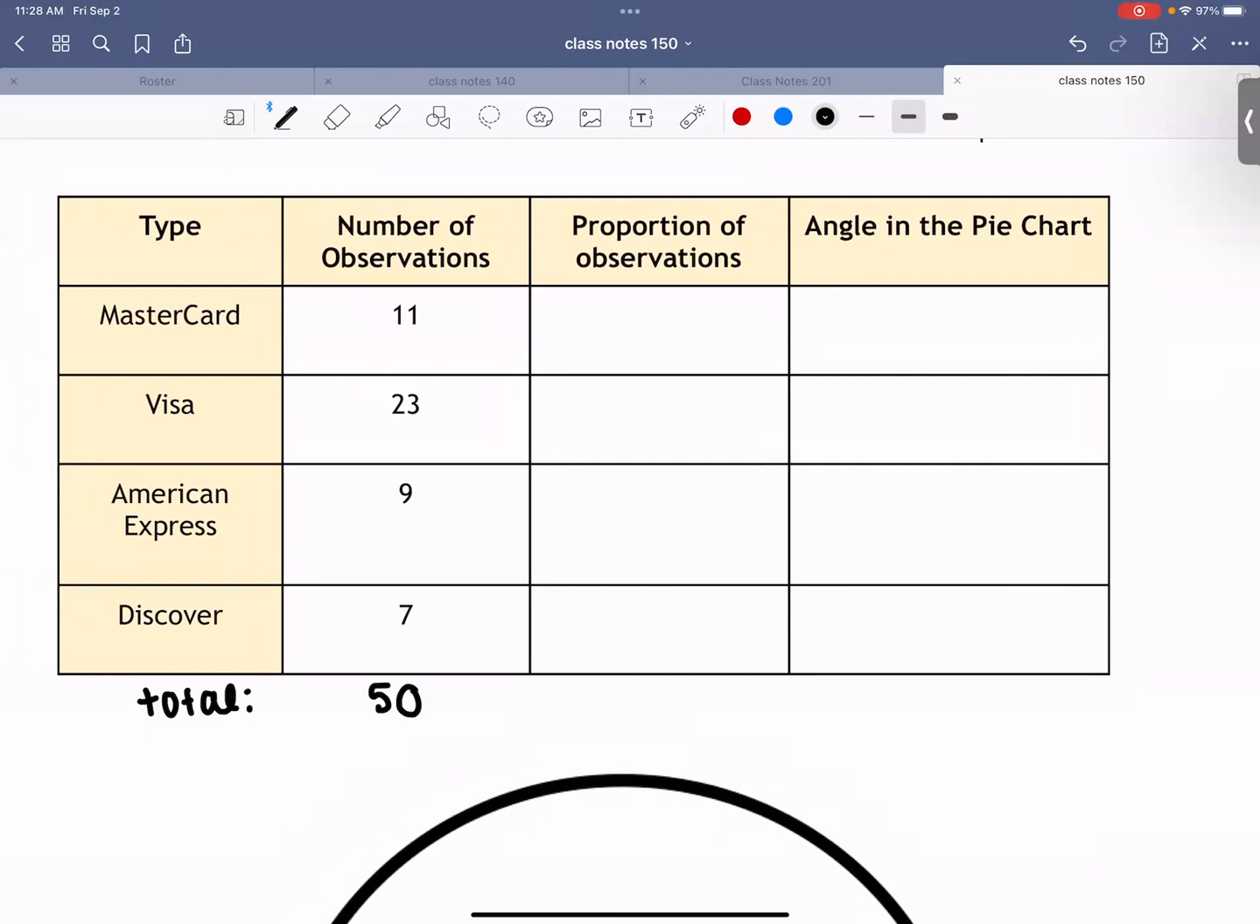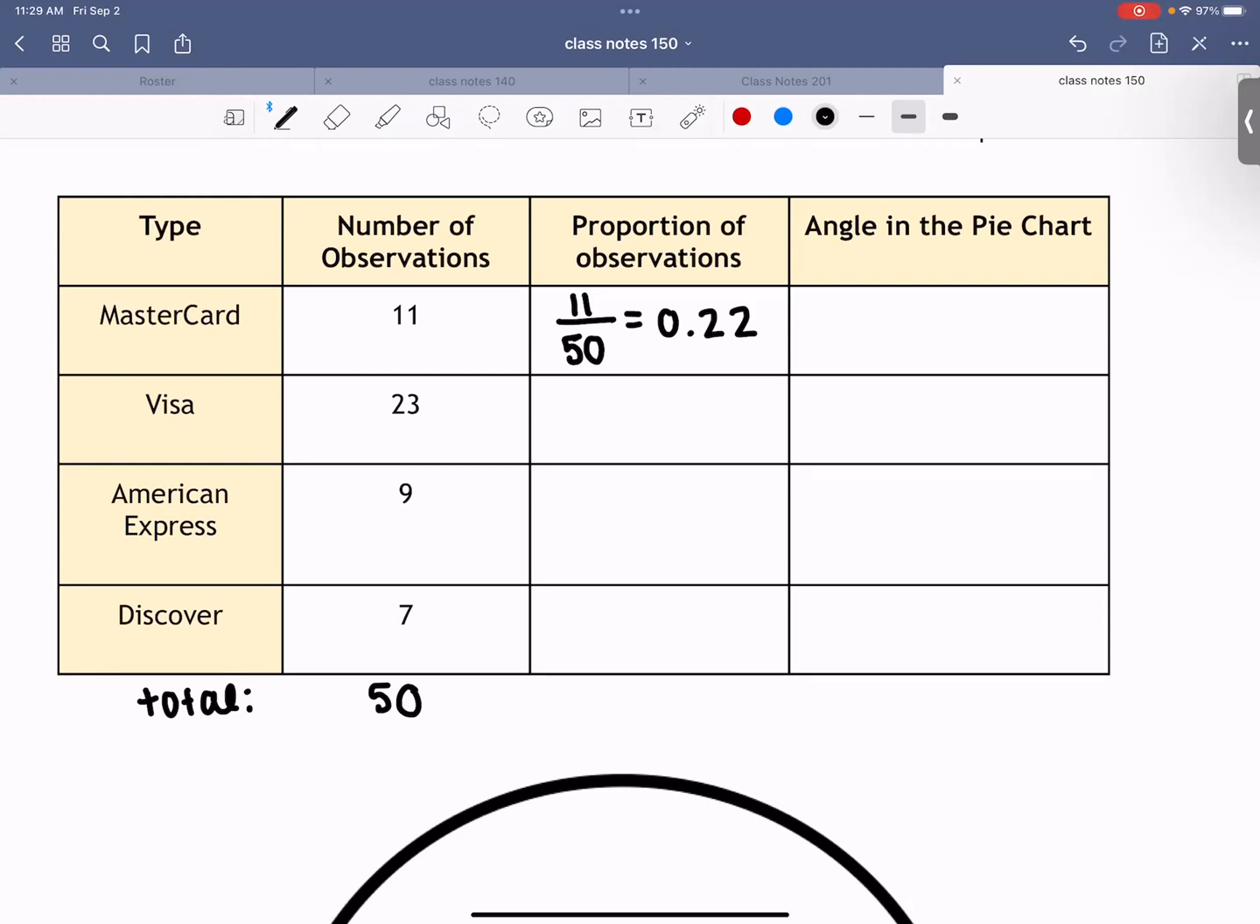How would I find the proportion of observations for MasterCard? Perfect. The number of observations we're interested in, over the total. Now, technically that's a proportion, but I want a decimal so I can multiply it to find my angle. So if someone has a calculator, would you mind doing that division? Awesome, 0.22.